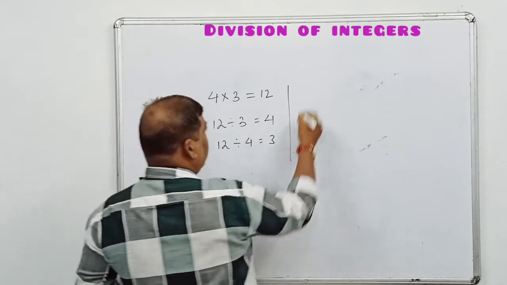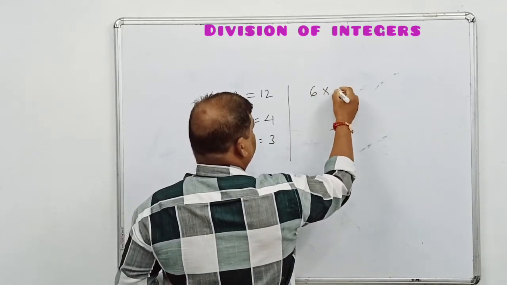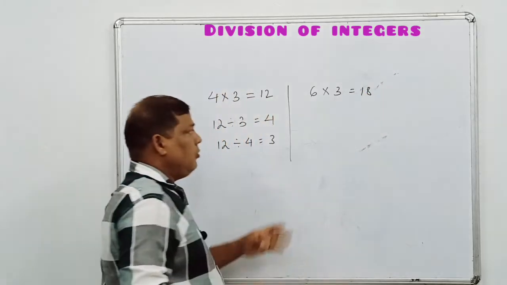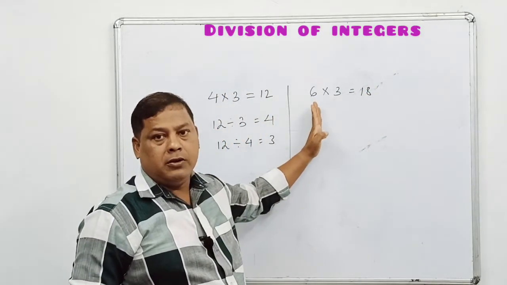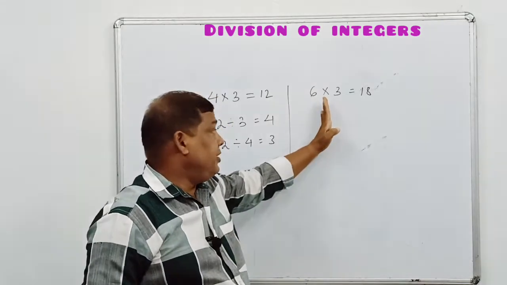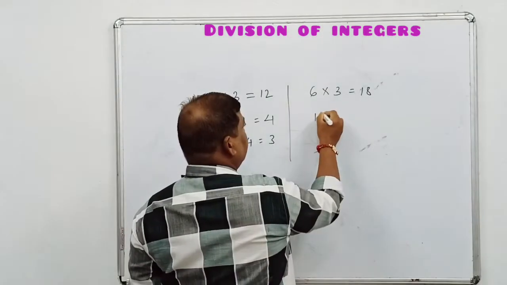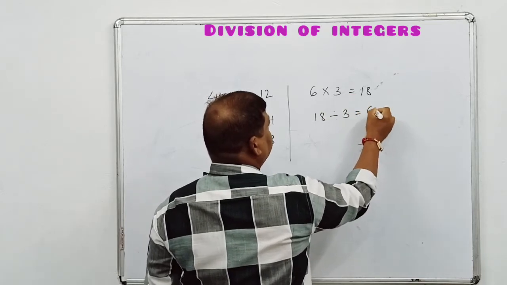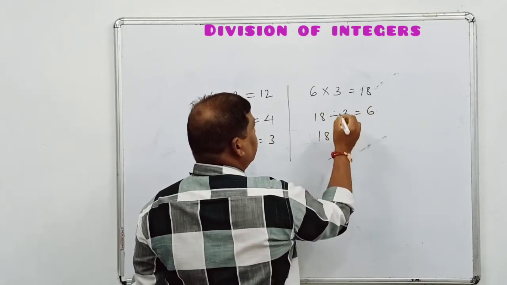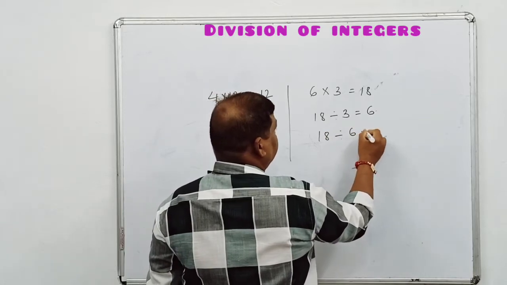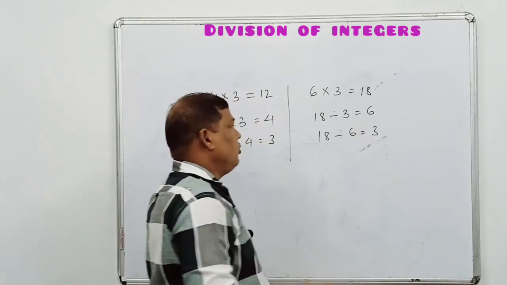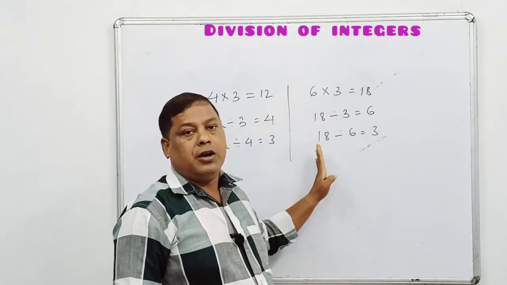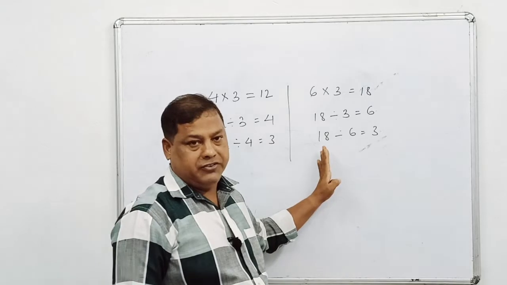To take one more example, 6 into 3 is equal to 18. So for this multiplication statement, now we can write the division statement: 18 divided by 3 is equal to 6, and 18 divided by 6 is equal to 3. So division is the inverse operation of multiplication.